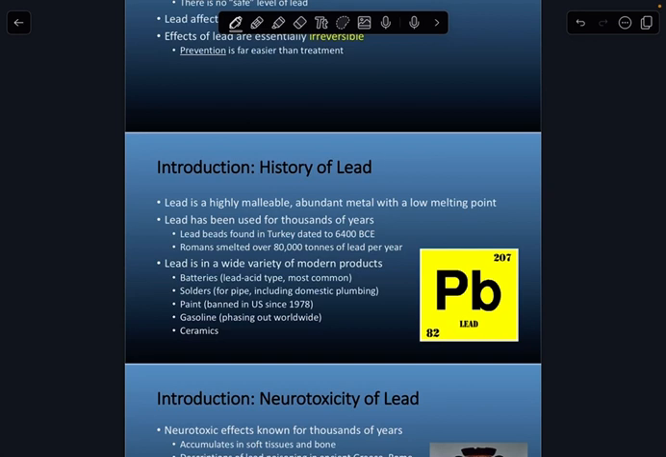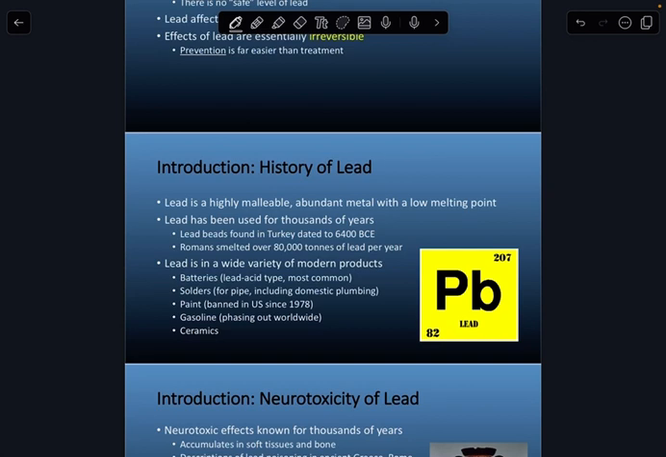In modern products, lead is in a wide variety of products. Most batteries, the disposable kind, are called lead acid batteries. They have lead in them. Solder, so if you're ever doing soldering for, say, pipes, including domestic plumbing pipes, a lot of solders have lead, although a lot of those have been replaced. Paint, lead used to be in paint, although again, it's banned in the US since 1978.